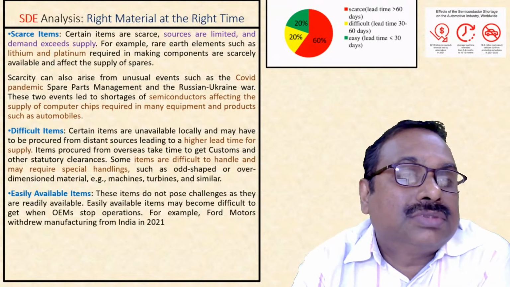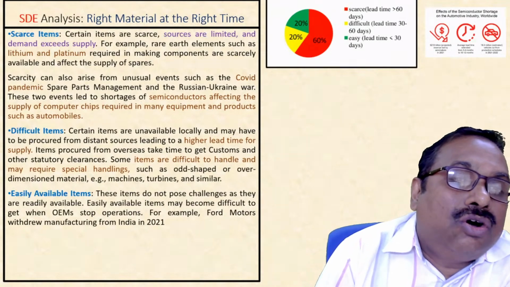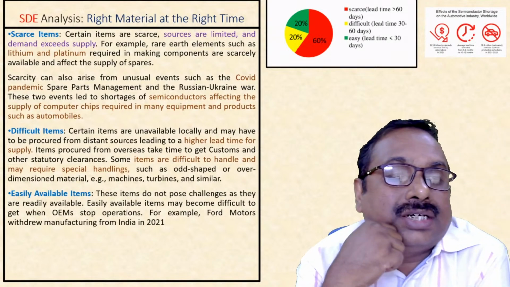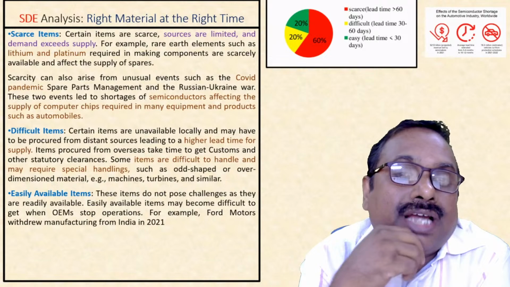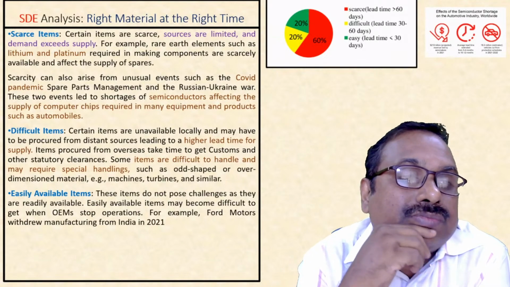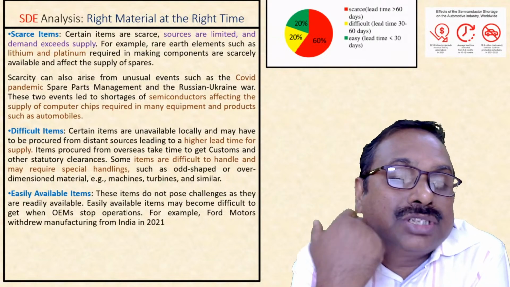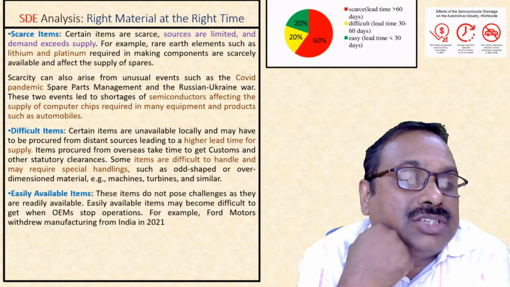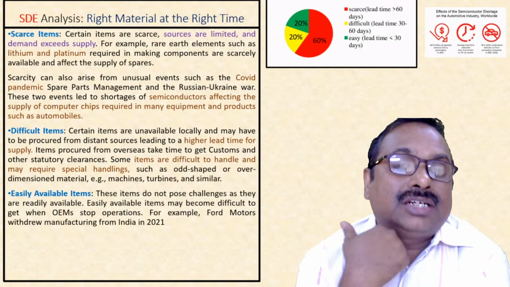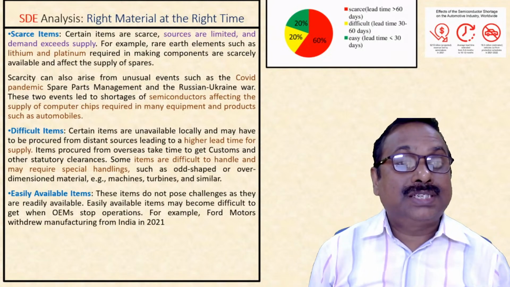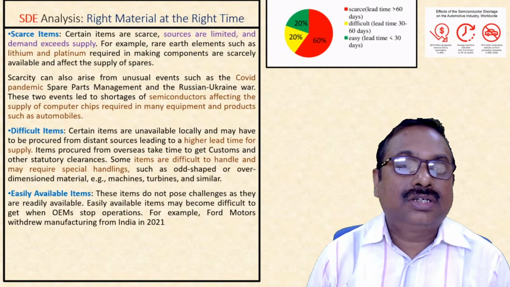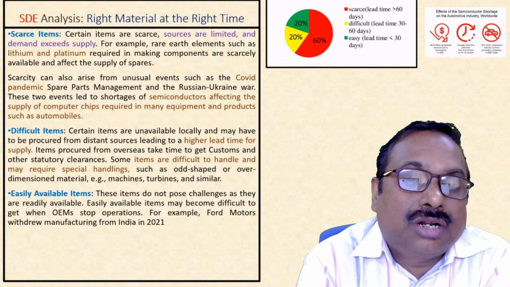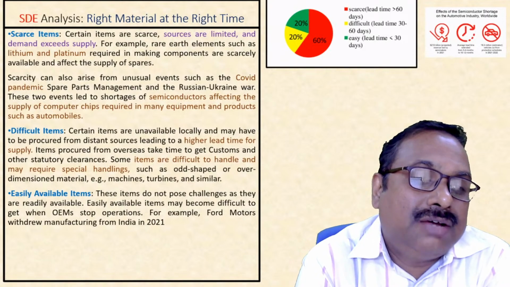Next are difficult items. Here the items are unavailable locally and may have to be procured from distant sources, leading to a higher lead time for supply. Items procured from overseas take a long time to get customs and other statutory clearance. Some items are difficult to handle and may require special handling, such as odd-shaped or over-dimensional materials, machines, turbines, etc.